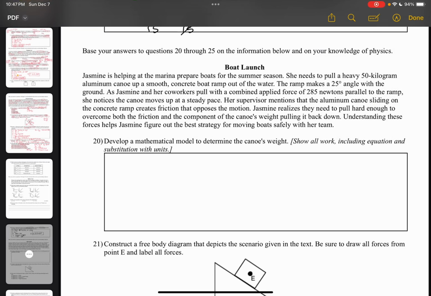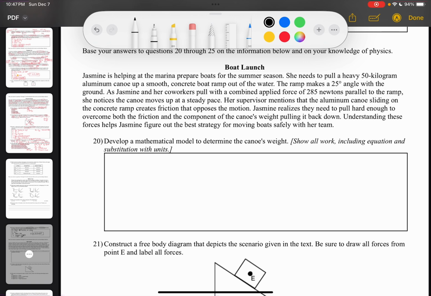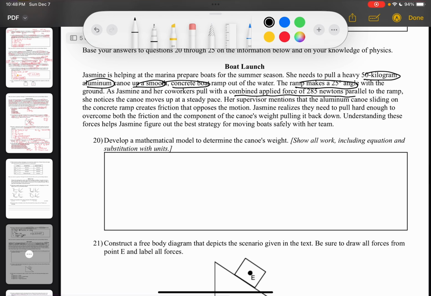So it says Jasmine is helping at the marina prepare boats for the summer season. She needs to pull a heavy 50-kilogram aluminum canoe up a smooth concrete boat ramp out of the water. The ramp makes a 25-degree angle with the ground. As Jasmine and her coworkers pull with a combined applied force of 285 newtons parallel to the ramp, she notices that the canoe moves up at a steady pace.